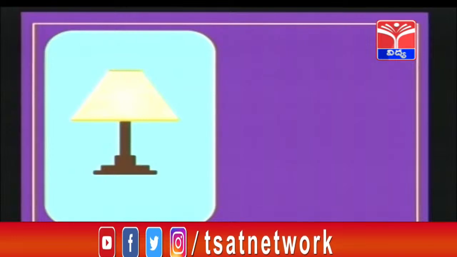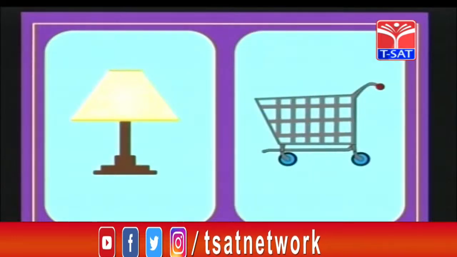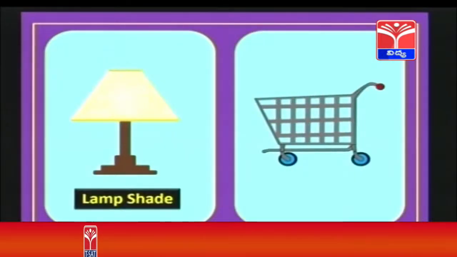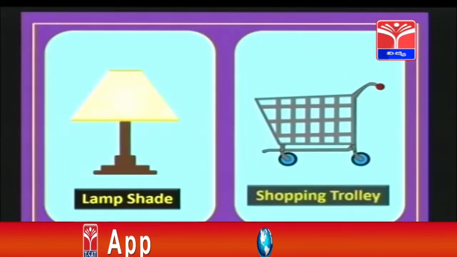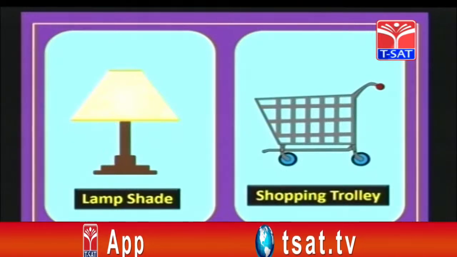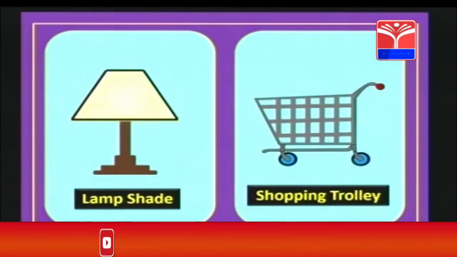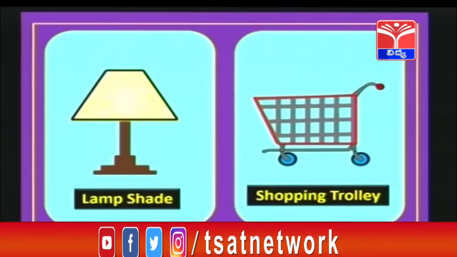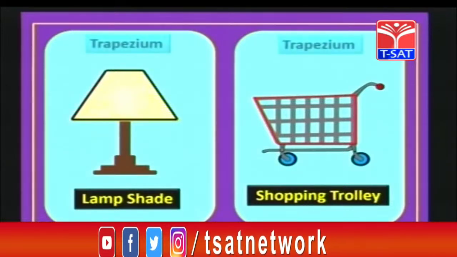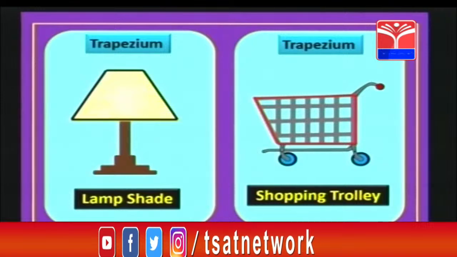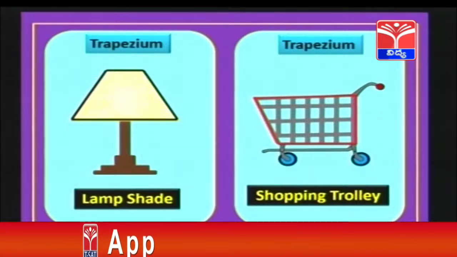Now children, take a look at the images shown on your screen. The first one is a lampshade, whereas the second one is a shopping trolley. Now take a careful look at these two objects, children. The outlines of these images are in the shape of, yes, a trapezium. Children, do you know the formula to find the area of a trapezium?